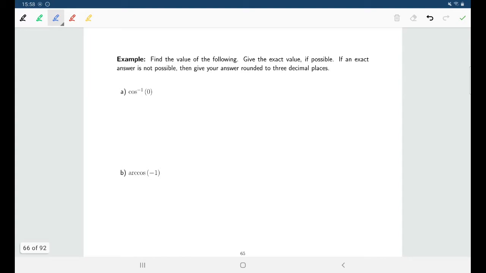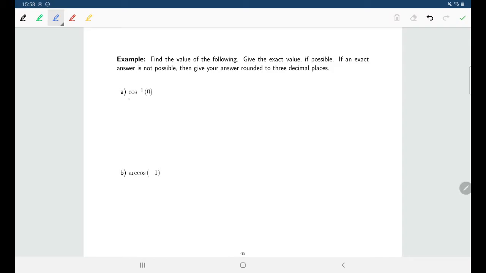Okay, so we're going to do some finding of exact values of inverse trig functions, and if we can't find the exact value, then we'll need to use our calculator. So give the exact value if possible, and if an exact answer is not possible, then give your answer rounded to 3 decimal places. The first one, actually the first two, we could answer just by thinking about the graph of cosine.